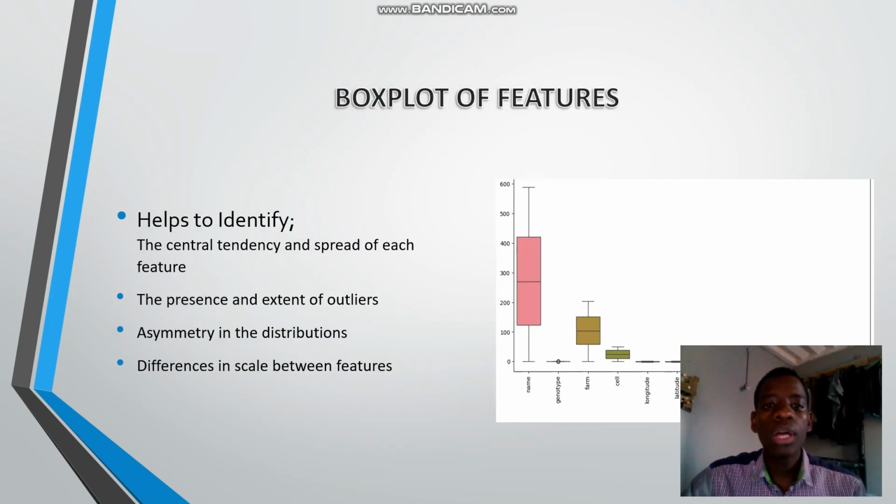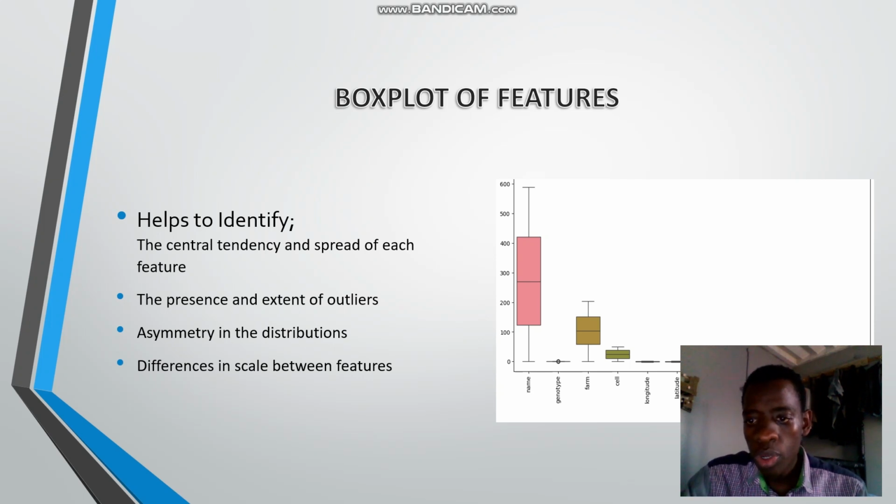Then we are going to go to the box plot features. The box plot helps identify the central tendency and the spread of each feature. It also helps identify the presence and extent of outliers. It identifies the asymmetry of the distributions and also the differences in scale between the features.